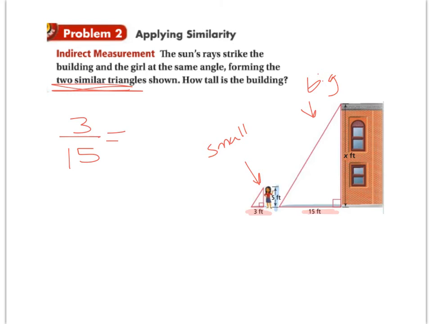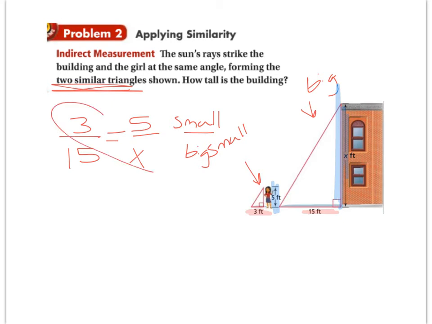This time I'll go to the height. So the height of the girl is 5 feet. The height of the building, which is what we're trying to find, is x feet. So I'm going to go 5 over x. I set mine up each time small to big.